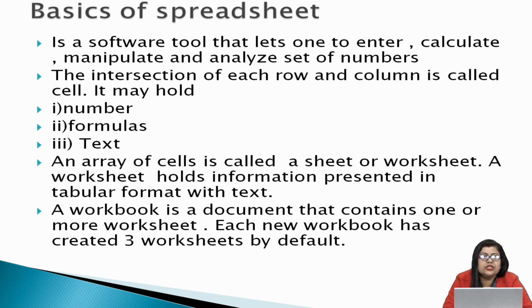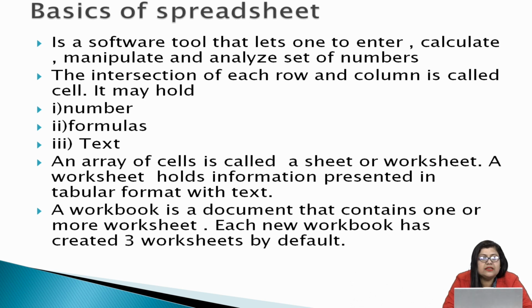The intersection of each row and column is called a cell. It can contain values. Now, what kind of values does a cell contain? A cell can hold a number value, a formula value, or a textual value. A textual value could be the name of a student, a candidate, or a person. Formulas you can apply to get your answers according to the query. Numbers can be numerical values.